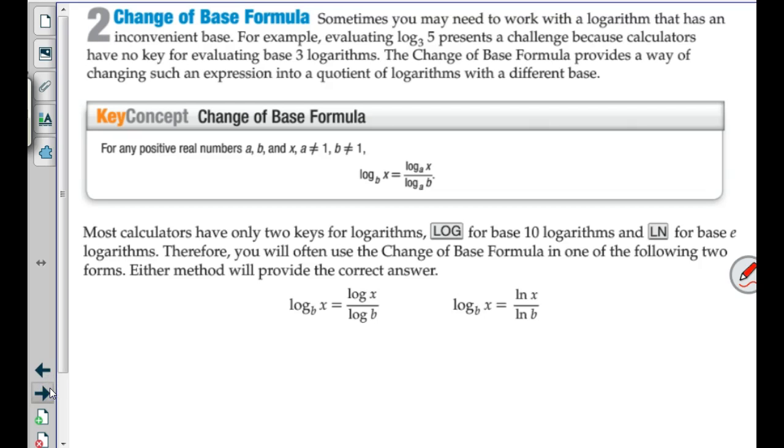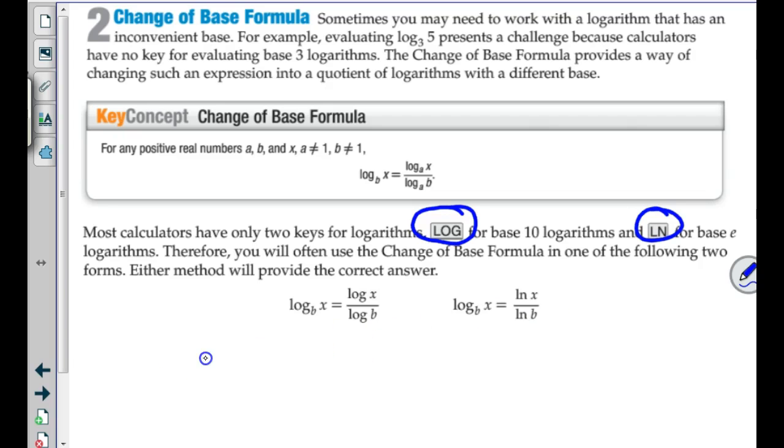Okay. Let's talk about change of base. Change of base was used all the time because most calculators only have two keys, log for base 10 and ln for base e. Therefore, you have to learn to do the change of base formula.